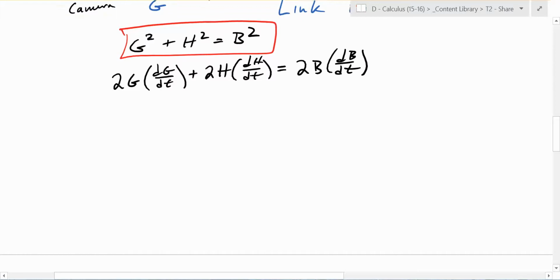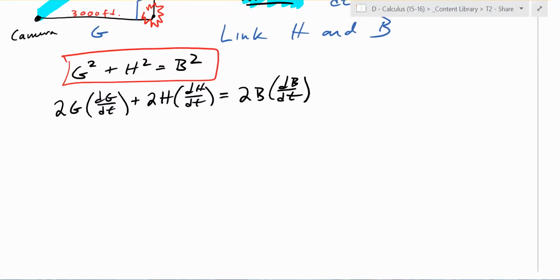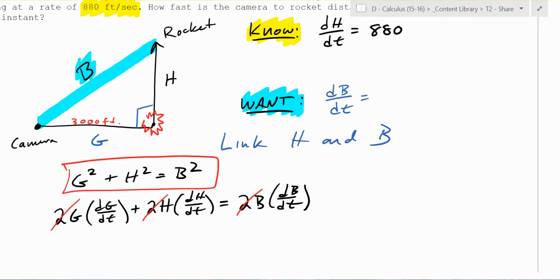And you're like, oh my god, that's a lot of derivatives. What do I do? Well, first, can we cancel something? Yeah. What can we cancel, Liv? The 2. We can cancel the 2's. Nice. Do we know one of these rates of change? Which rate of change do we know? dH/dt. We know dH/dt, right?